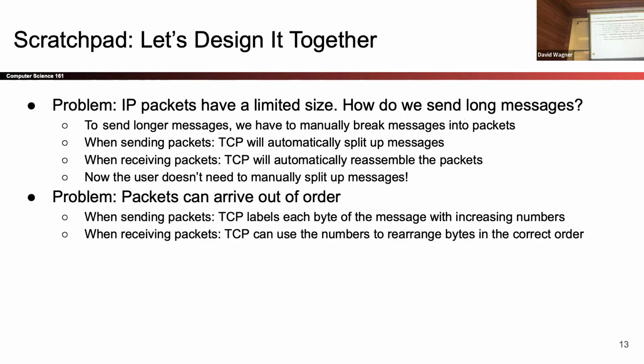So if the recipient receives 1 of 3, but doesn't have 2 of 3 or 3 of 3 yet, it can actually deliver that 1 of 3 to the application that's expecting this traffic. And then if it next receives 3 of 3, it can't deliver that yet. Then when it gets 2 of 3, it can deliver 2 of 3 and 3 of 3 to the software application. In that way, TCP avoids having to mark it as 1 of 3. It just marks it as 1, 2, 3.